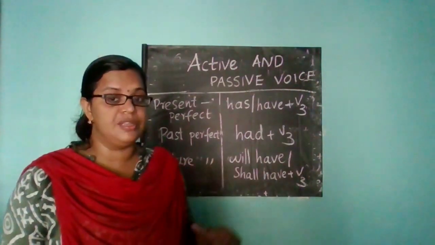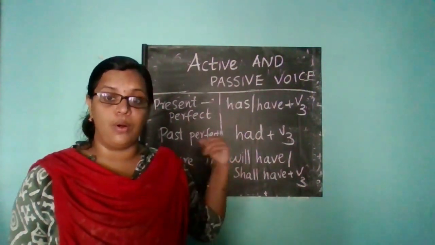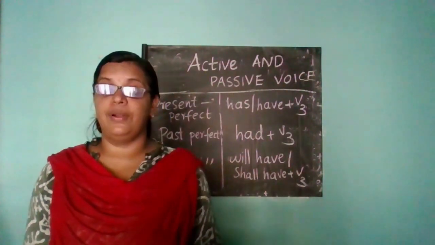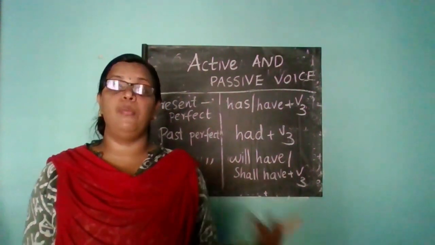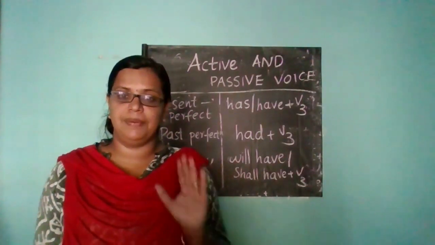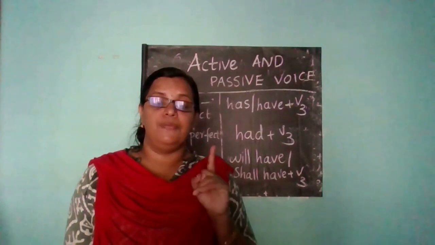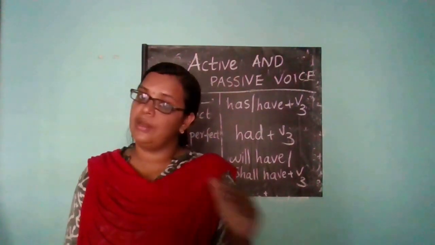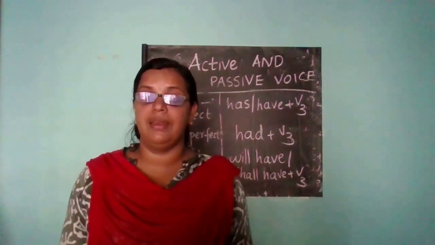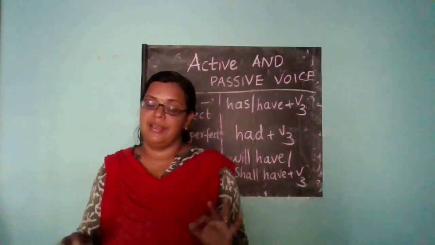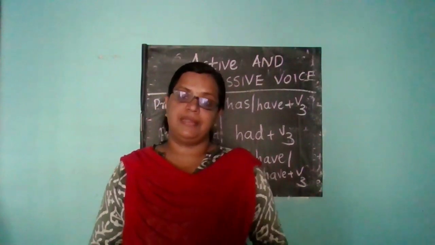Then what about future perfect? Will have or shall have plus V3. They will have written a story. We will have come early. Children, please be thorough with these tense forms. Remember, future continuous tense cannot be expressed in passive form. Only 8 tenses can be expressed in passive form.